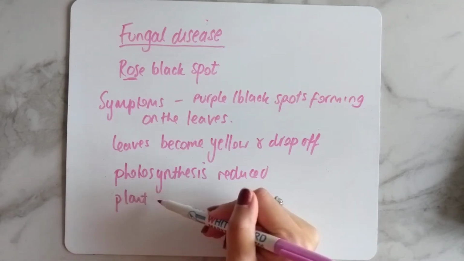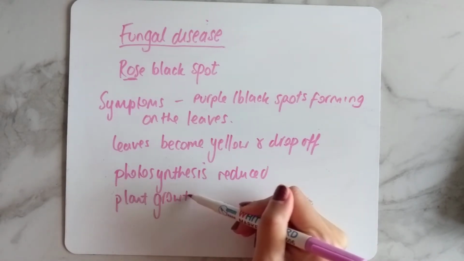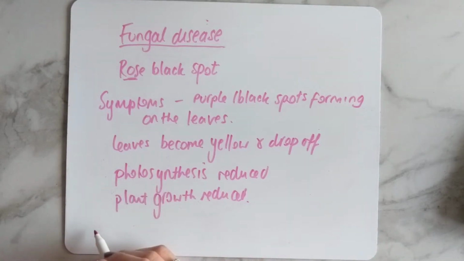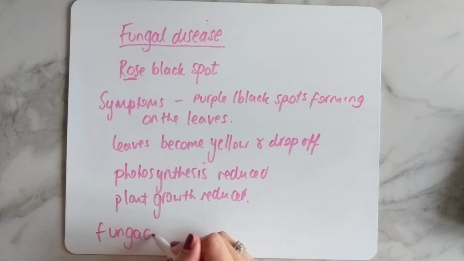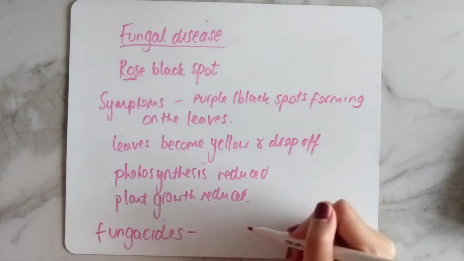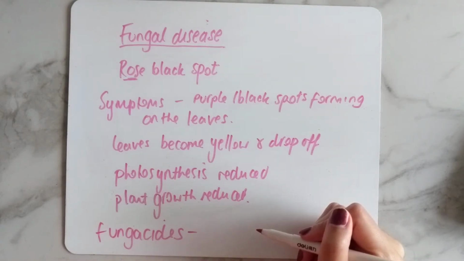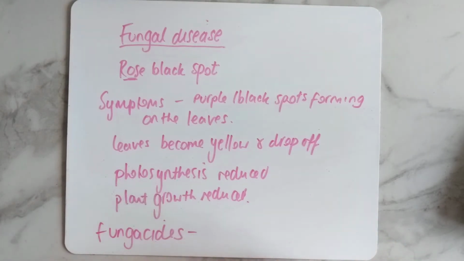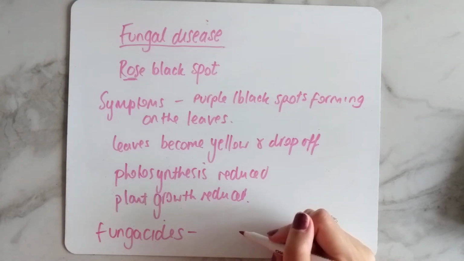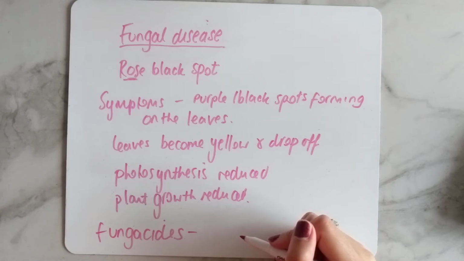So with this then, you can actually use fungicides. So fungicides are just sprays. You know, you might have heard of pesticides. Pesticides are sprays that kill pests. Fungicides are sprays that kill a fungus. So these are sprayed all over the leaves in order to kill this fungal disease.